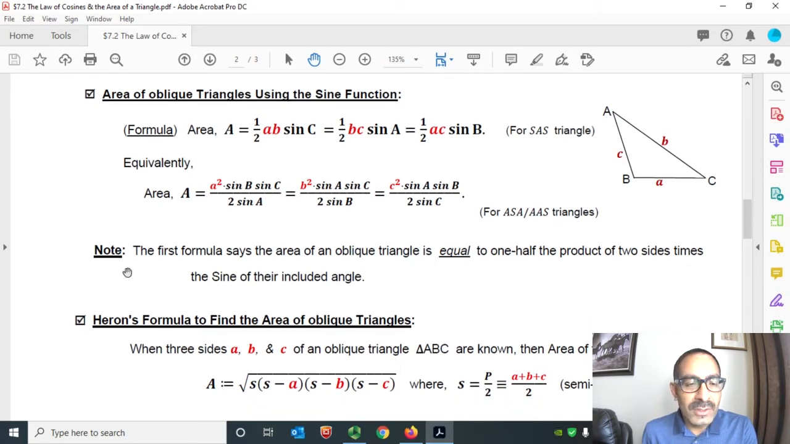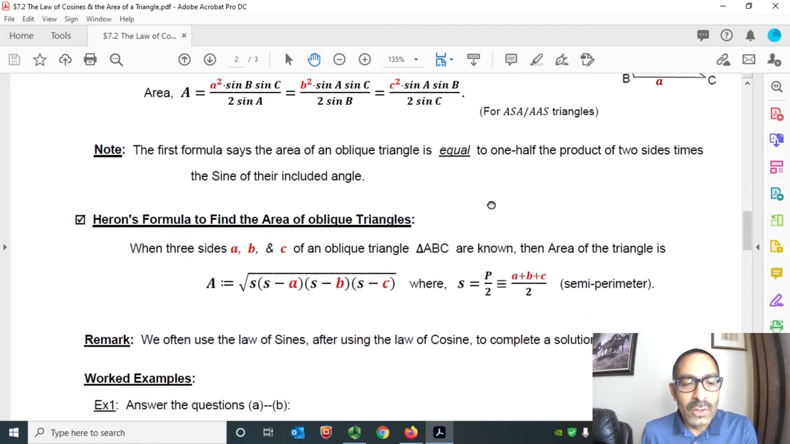Next, quick note. The first formula says the area of an oblique triangle, in this case here, is equal to 1/2 the product of two sides times the sine of their included angle. Here angle C is in between these two sides A and B. C is the included angle. Great.